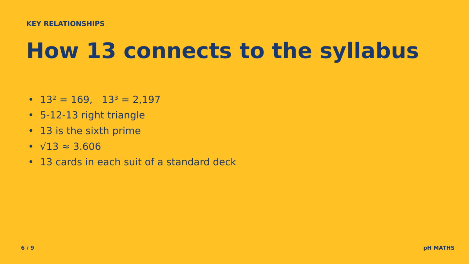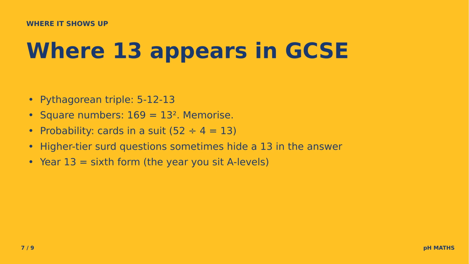Where 13 appears in your exam: the 5, 12, 13 Pythagorean triple. Spot it, save a minute. Square numbers: 169 is 13 squared, memorize it. Probability questions with cards: 52 cards split into 4 suits, each with 13. Higher tier surd questions sometimes hide a 13 in the answer. And in real-world context, year 13 is 6th form, the year you'd be sitting A-levels.